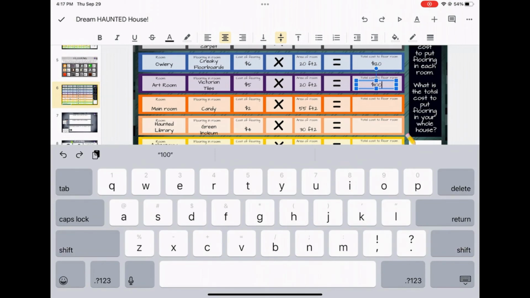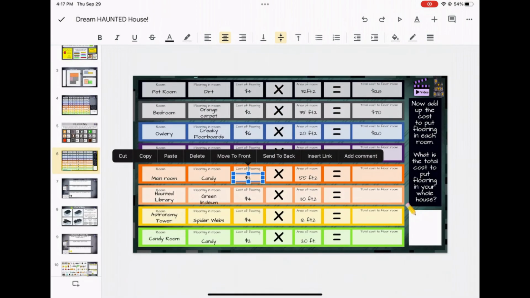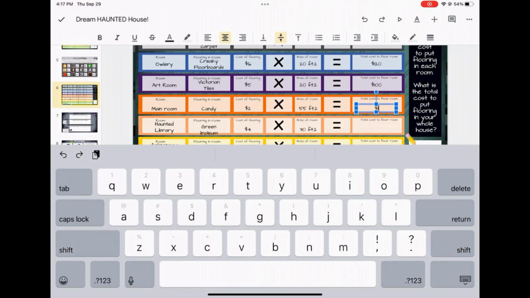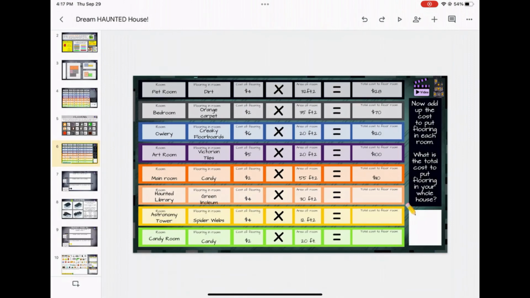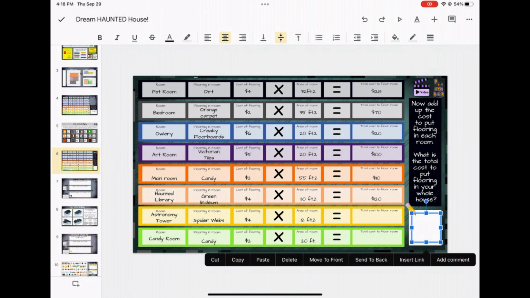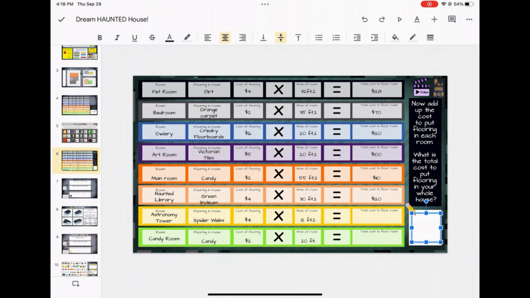Next I'm going to do 55 times 2. I could add it twice or multiply like I'm doing here. The next one I noticed was 20 times 6 again, and I actually already had that from earlier. So you're just going to keep multiplying till you have them all, and then don't forget to add it all up at the end.